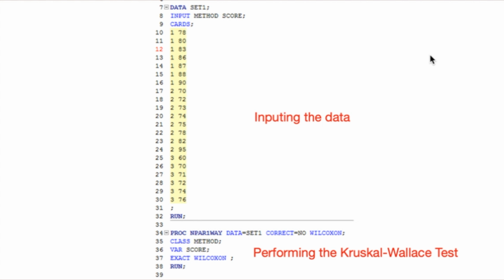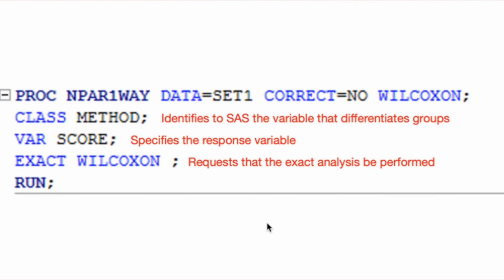Okay, so here is the SAS program, and again, it's very short. The bulk of the program contains the code for inputting the data, and then we've got the portion down here for performing the Kruskal-Wallis test, and let me zoom in on that. And lo and behold, we're going to use the same procedure to perform the Kruskal-Wallis test as we did to perform the Mann-Whitney test.